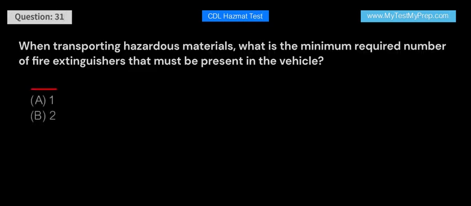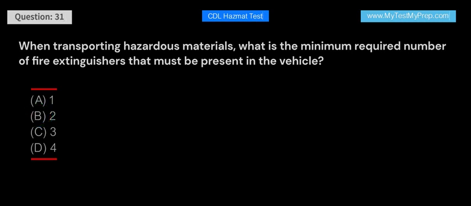When transporting hazardous materials, what is the minimum required number of fire extinguishers that must be present in the vehicle? A. 1. B. 2. C. 3. D. 4. Answer: B. When transporting hazardous materials, the minimum required number of fire extinguishers that must be present in the vehicle is 2. Having at least 2 fire extinguishers ensures that the driver has the necessary resources to respond to a fire involving hazardous materials.